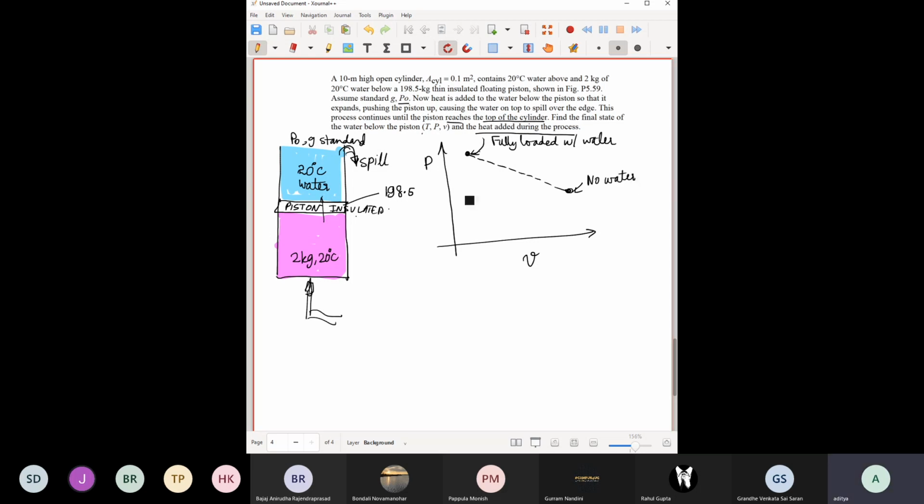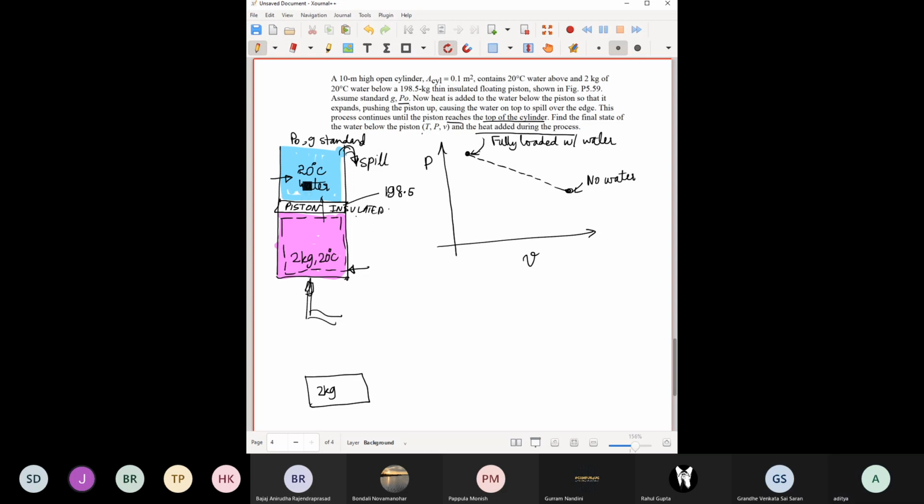Okay, so now why is this information important? Why have they given 2 kg of water at 20 degrees Celsius and the water up top? We don't know how much fraction it is. So on this small control mass, what is the total weight acting on it? We don't know. Can we find it out? Of course we can.